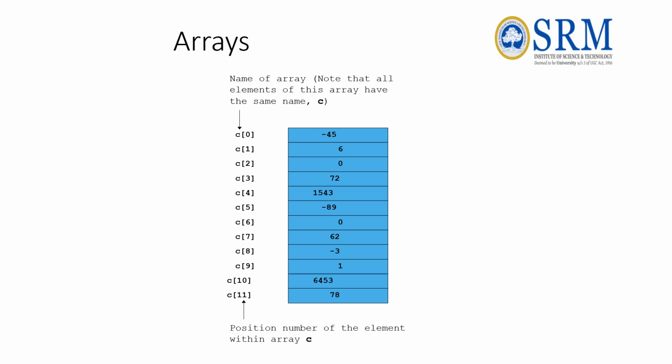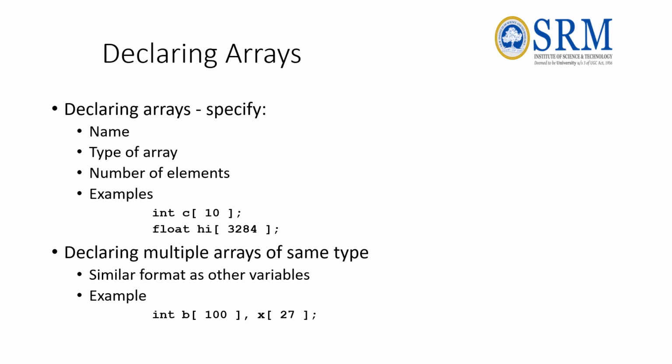So in this array we have 0 to 11. This is nothing but the position number of each element within the array C. So what is C? As I said, you have to give the same name to all the elements when it comes to the array. So the entire array is going to take the same name. So this is how the simple array looks.